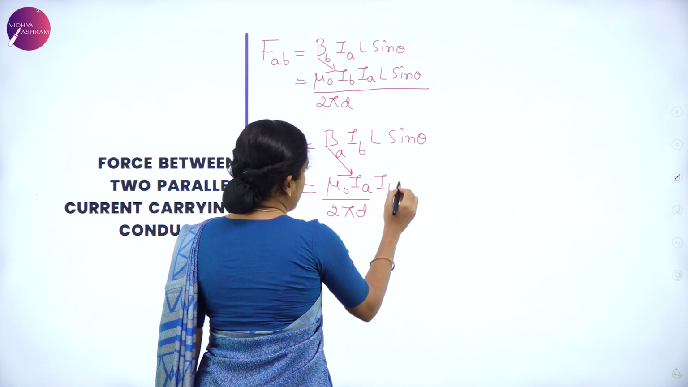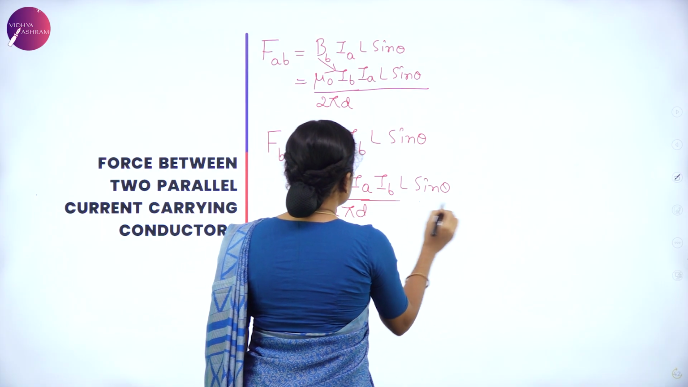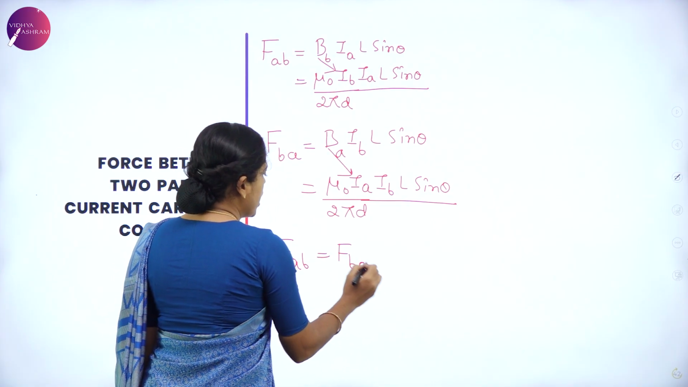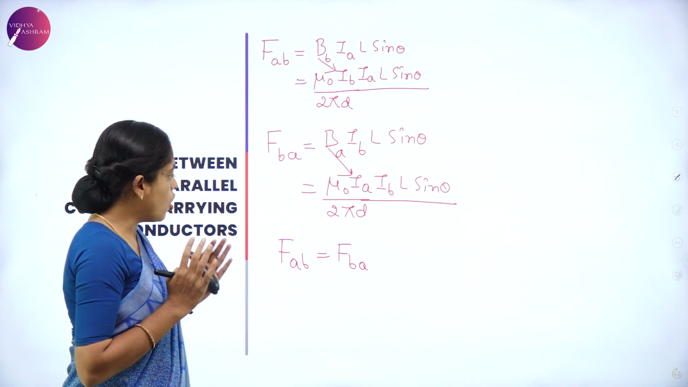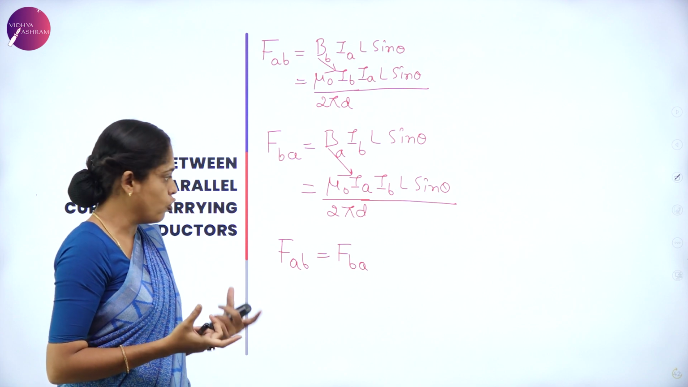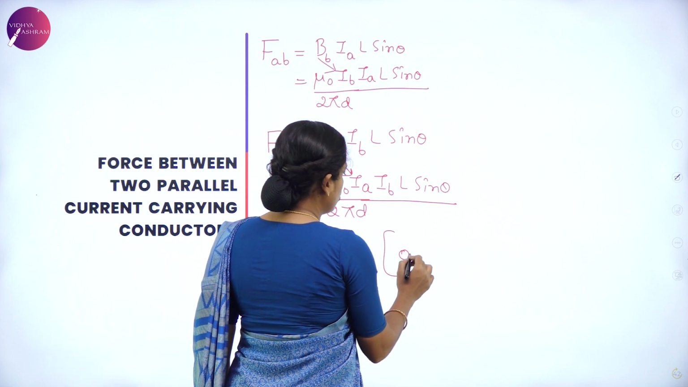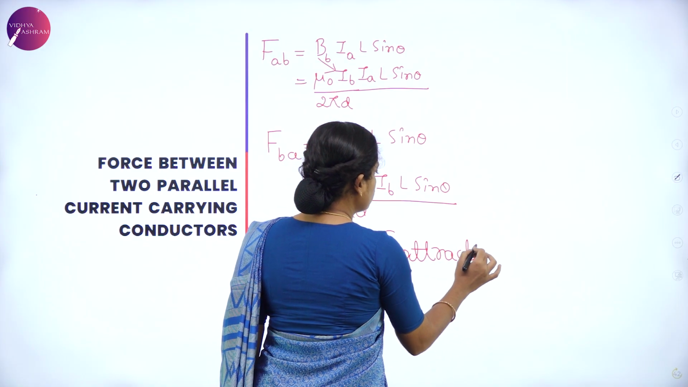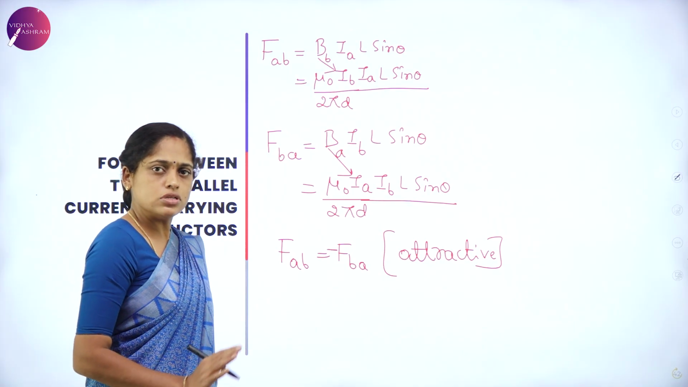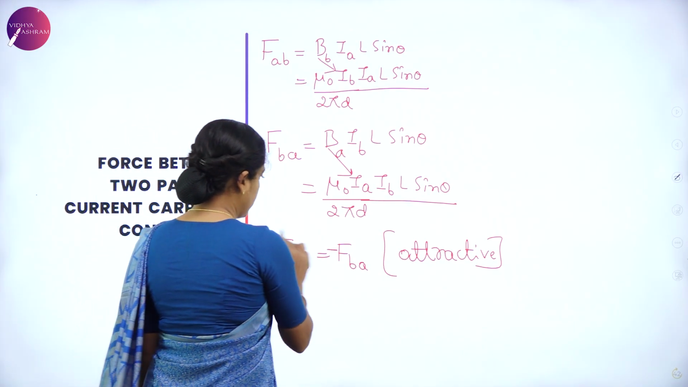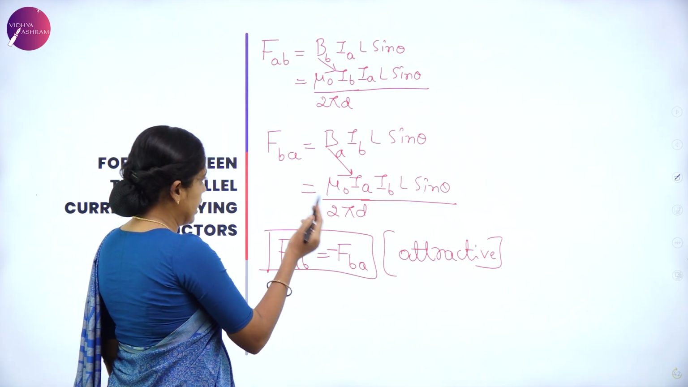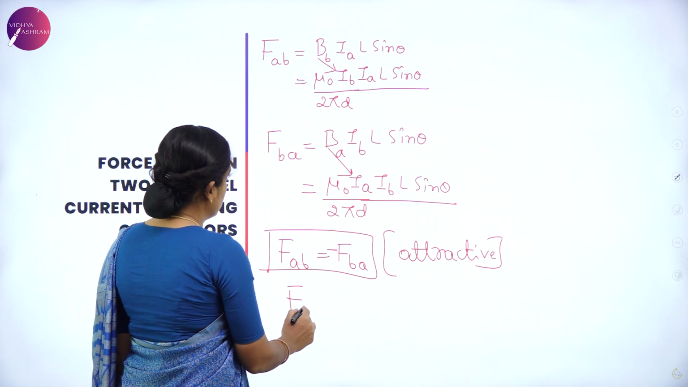Then I_B L sin theta. Now observe here, F_AB and F_BA are equal in magnitude, but according to Fleming's left hand rule, and as we have found the direction of force, the nature of force is attractive, meaning the forces are in opposite directions. Therefore, Newton's third law holds good here. And as they are equal in magnitude, you can consider any one equation as the force equation.